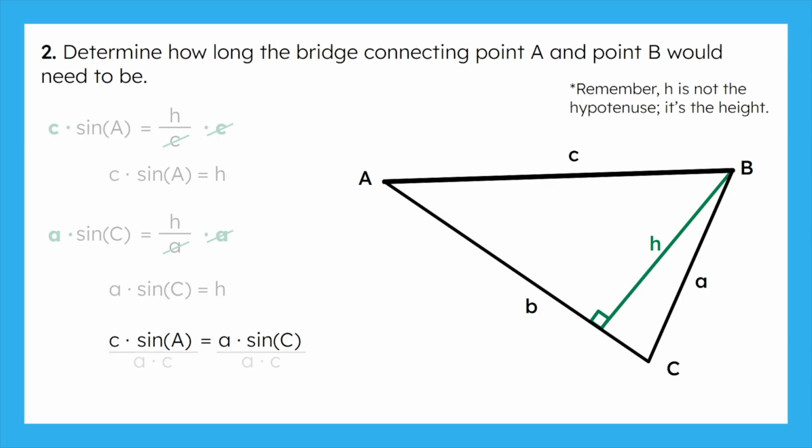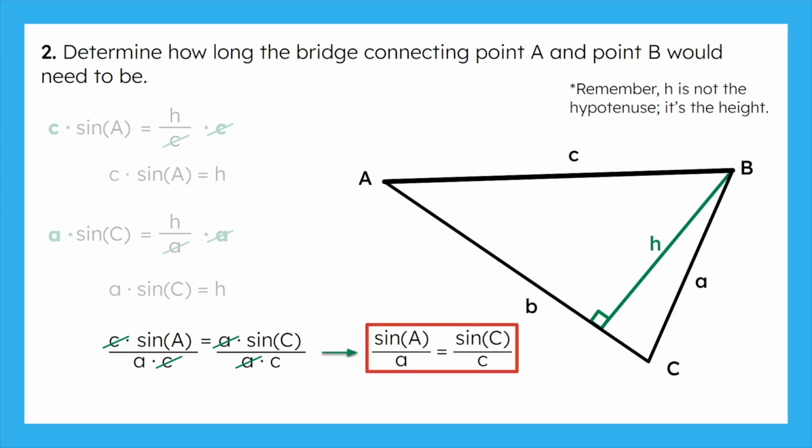We're almost there. To make this as clean and useful as possible, let's divide both sides by a times c. The c's cancel on the left, and the a's cancel on the right, leaving us with the sine of A over a equals the sine of C over c. And the same reasoning can be extended to include angle B with side b. And it also extends to all triangles.